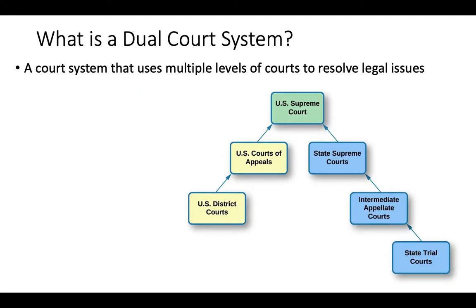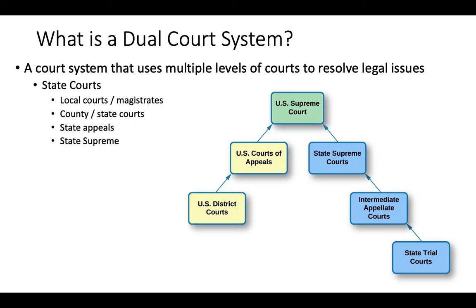What is a dual court system? In short, a dual court system is simply a system that uses multiple levels of courts to resolve its legal issues. As you can see from the chart, the United States has two major parts to its court system.